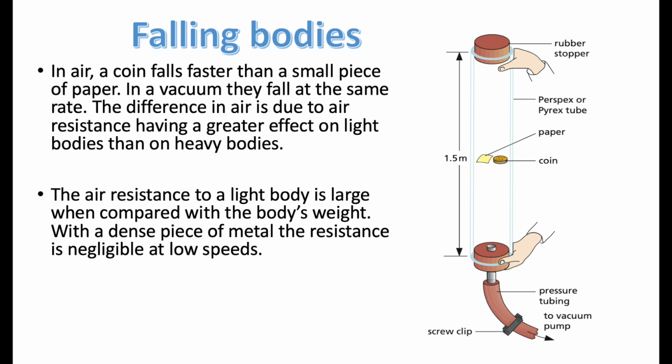In air, a coin falls faster than a small piece of paper. In a vacuum, they fall at the same rate. The difference in air is due to air resistance having a greater effect on light bodies than on heavy bodies. The air resistance to a light body is large when compared with the body's weight. With a dense piece of metal, the resistance is negligible at low speed.